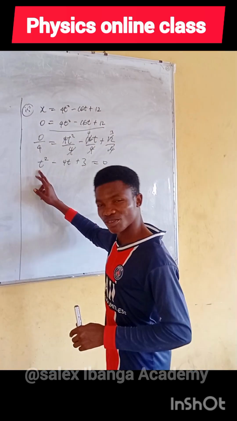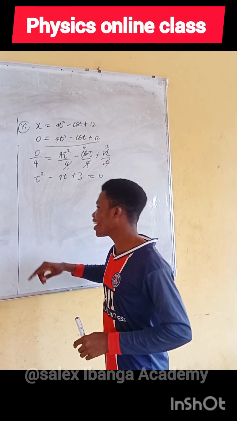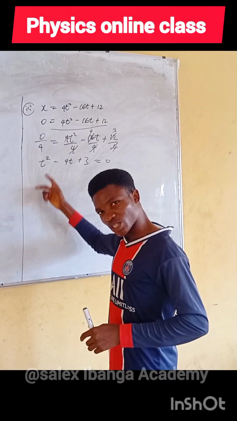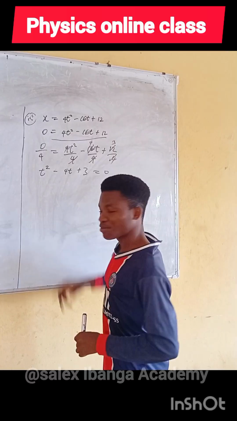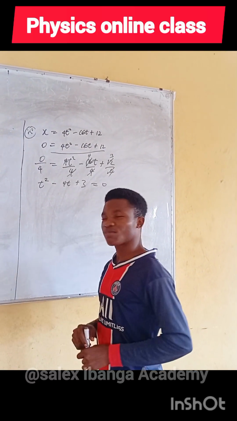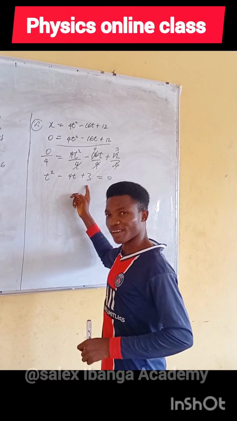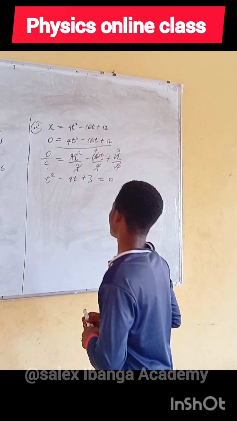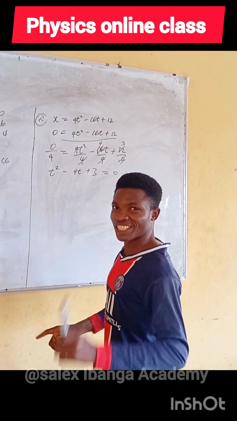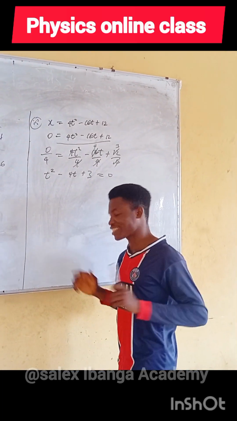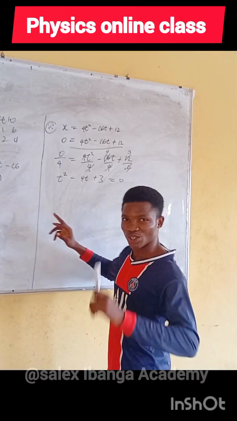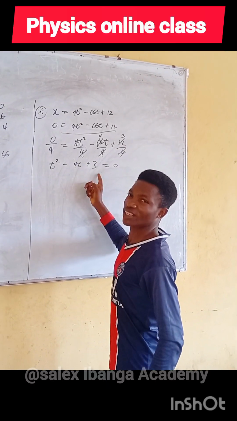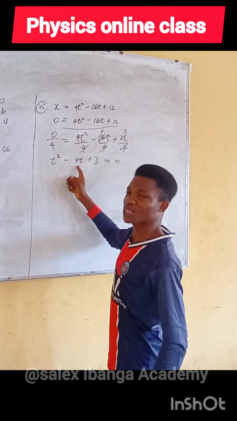I've been able to reduce the coefficient of t squared at this point. The coefficient of t squared is 1, that of t is minus 4, and the constant is 3. Remember, I told you earlier, the trick in solving a quadratic equation is to look for values such that if you multiply, you get the constant, and if you add, you get the coefficient of t.